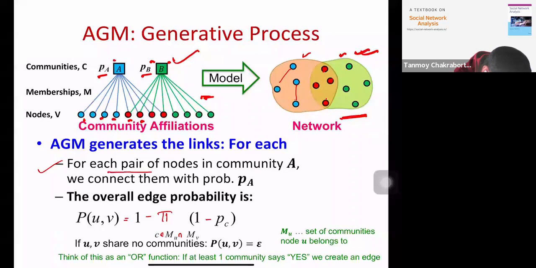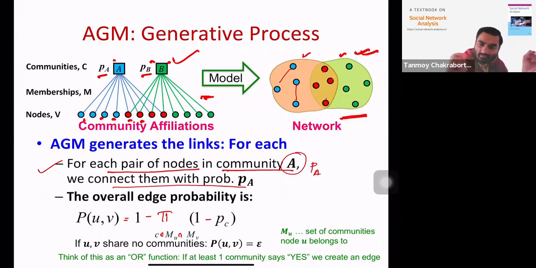So for each pair of nodes in community A, we connect them with probability PA. Okay, what I'm saying is, if a pair of nodes are part of community A, and we also know the probability PA, we connect these two nodes with probability PA, right? Now, if the same pair of nodes, say U and V, belong to community A, we connect them with probability PA. Say they also belong to community B, we connect them with probability PB. If they belong to C, we connect them with probability PC, right? And then we take the aggregation, right?